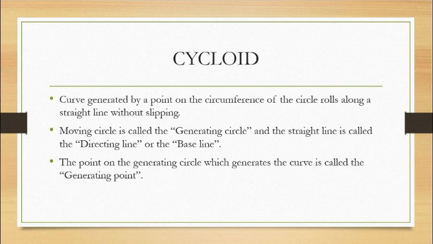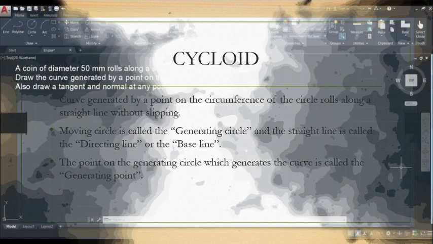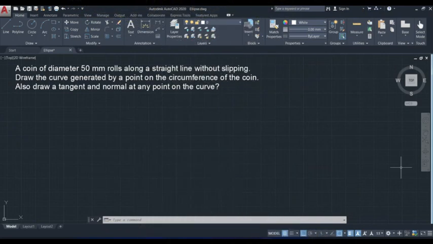Here we are going to solve a problem related to cycloid. As you can see in the question, a coin of diameter 50 mm rolls along a straight line without slipping. Draw the curve generated by a point on the circumference of the coin. Also draw a tangent and normal at any point on the curve.